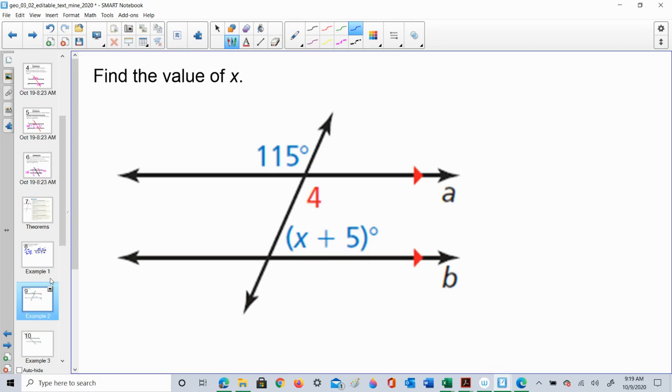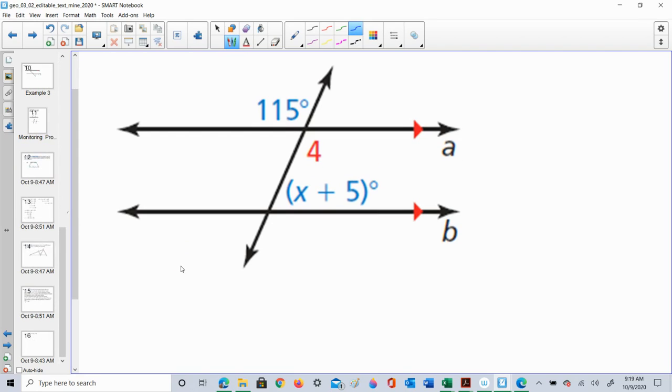All right, let's put a little algebra in here. How could we find the value of x here? Well, we have to know something. Does 115 have any relationship at all to this angle? It does not. However, 115 and angle 4 have a relationship. They're vertical angles. So angle 4 is 115 degrees.